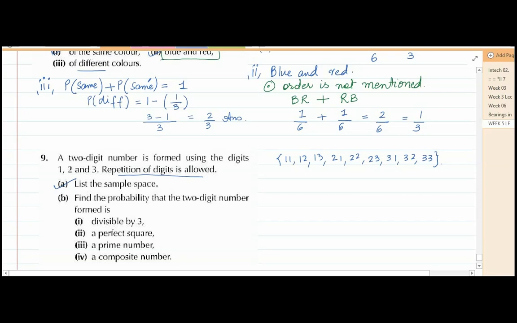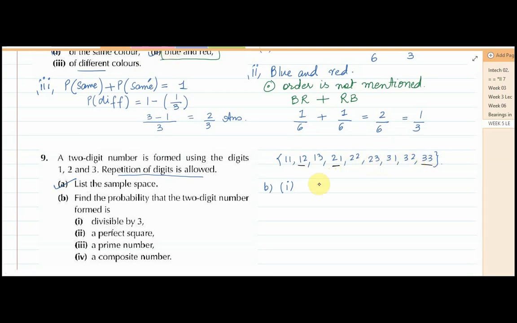In your next part, it says find the probability that the 2-digit number formed is divisible by 7. Now we are attempting B, first part. Now can you highlight those numbers which are divisible by 7? 11, no. 12, no. 13, no. 21, yes. 21 is divisible by 7. 22, no. So that means we have only one number that is divisible by 7. Sorry, divisible by 3. I read the question wrong. So divisible by 3 means that I have 12, 21, 33 is also divisible by 3. That's it, right?